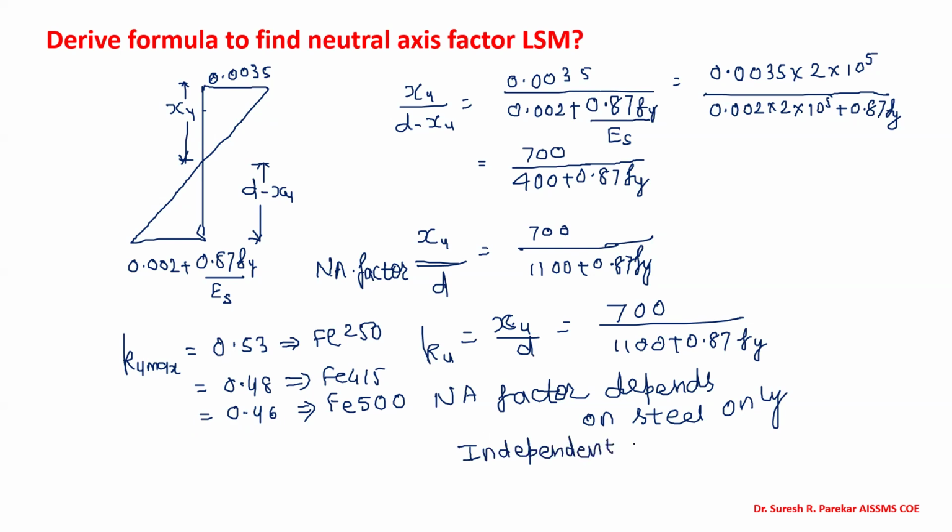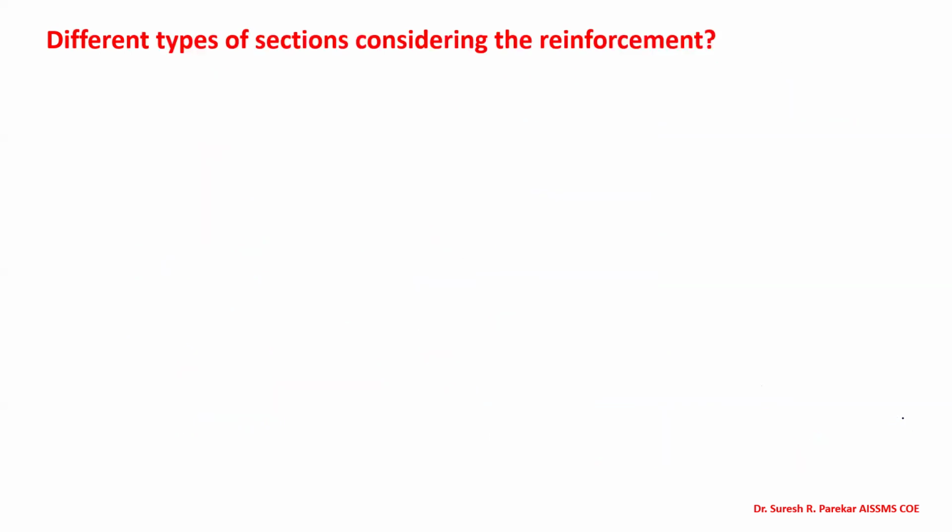Dependent on grade of concrete. This is most important: grade of concrete. Then we have the next question, different types of section considering the reinforcement. So we are going to find out the value of Ku. We have another formula: 0.36 fck xu b, where we equate Cu equal to Tu, which is equal to 0.87 fy Ast.